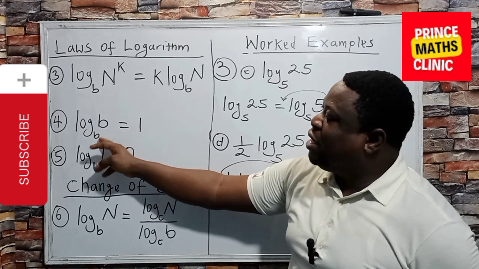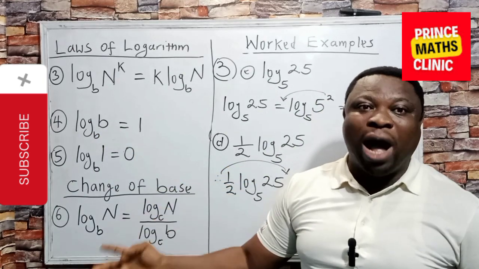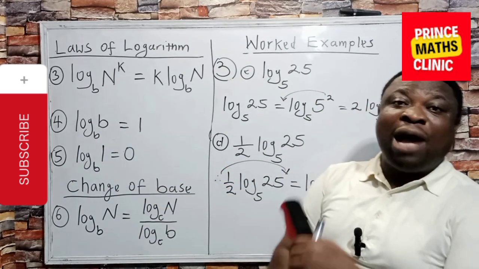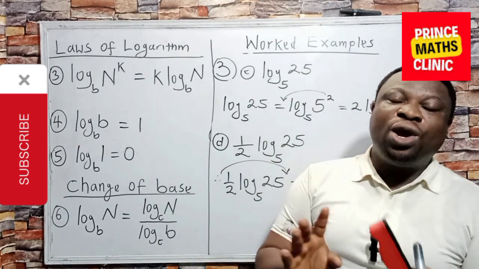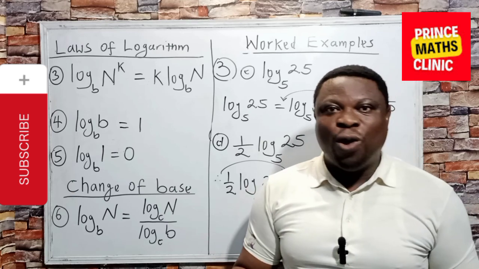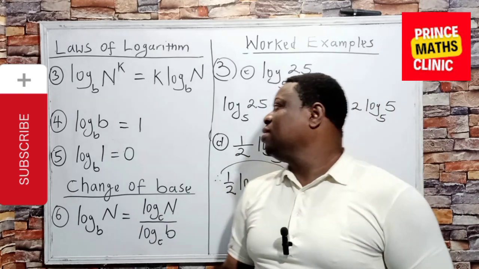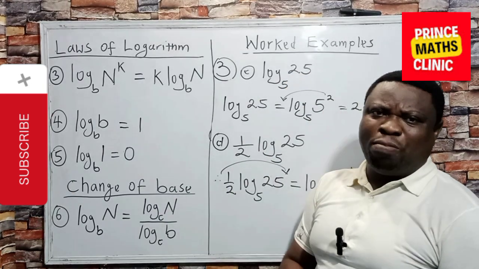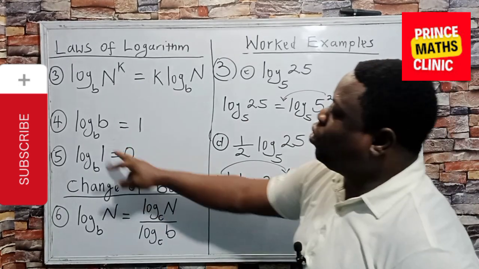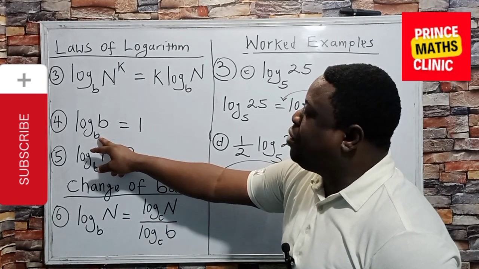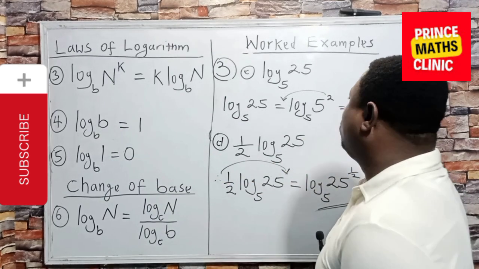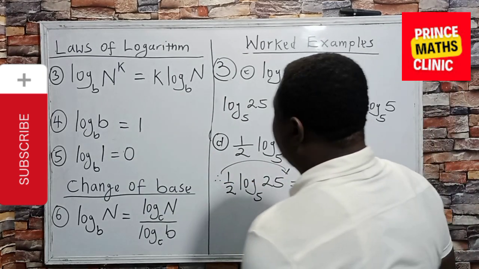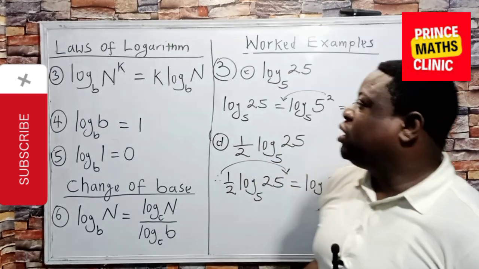When a log and a base are the same, it becomes 1. No matter what the base is, and no matter what the log is, as long as the log and the base are equal, it becomes 1. And that is easy to prove, right? Because if you change it back to indices, this becomes b to the power of 1, which is the same as b. Good.